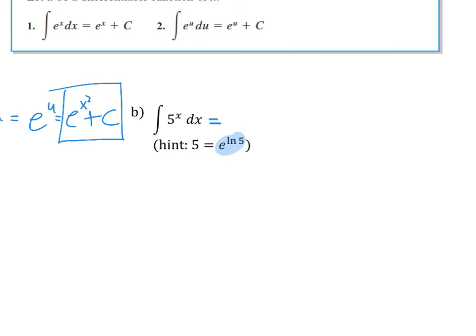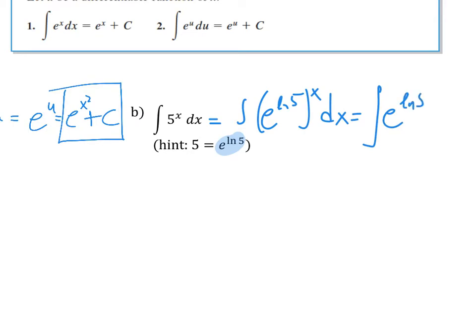So if we rewrite this, we can write this as the integral of e to the natural log of 5 to the x. All right, so power to power is we multiply. So this is natural log of 5 times x, okay? That's really what's going on there, dx.